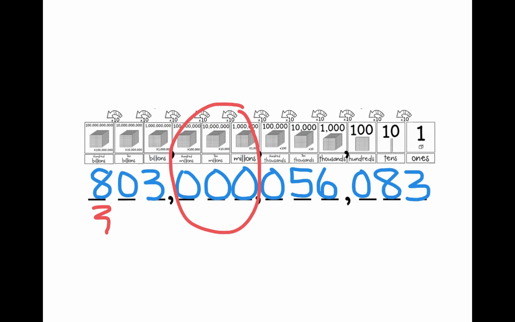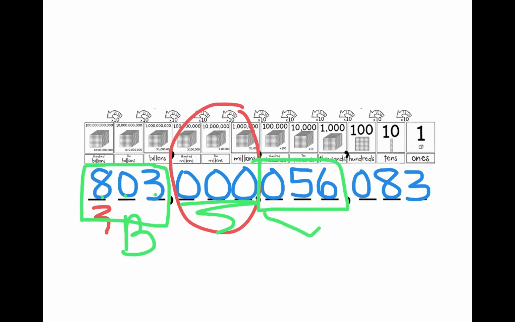Now, some kids have a hard time reading really big numbers because they just get overwhelmed. Take it in groups of 3. Look at 3 digits at a time. I have 803 what? Not billions, millions. A group of 3, 56 thousands, and 83. So if I wanted to read this number in all of its beautiful entirety, I would read it like this: 803,056,083. And that is that.